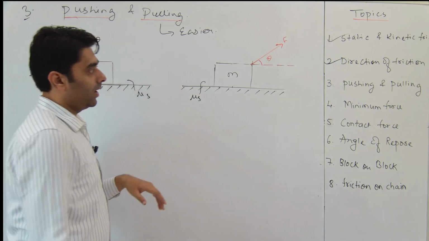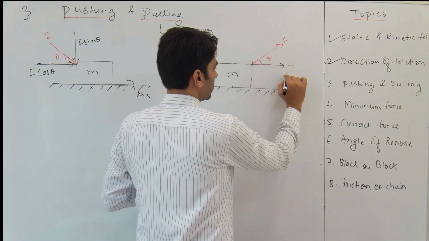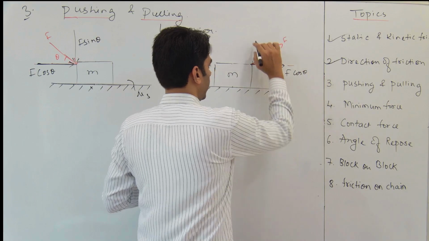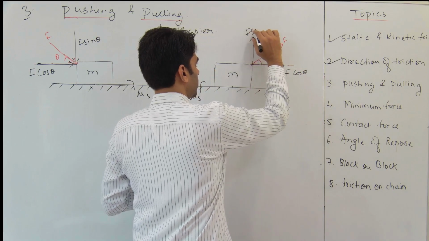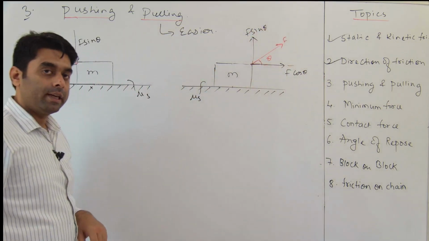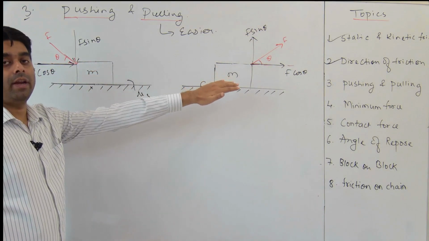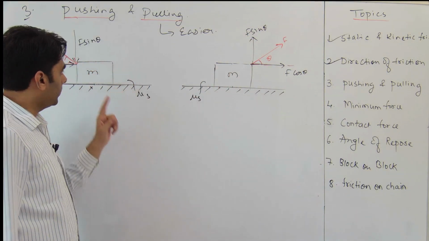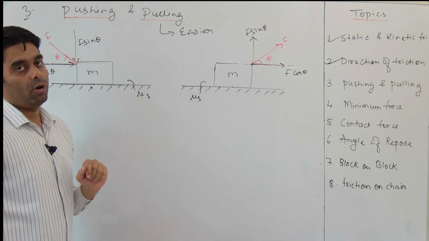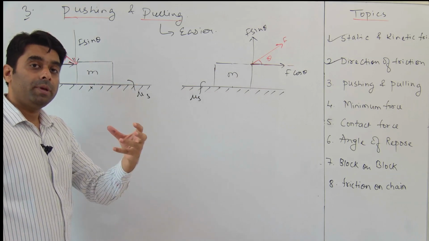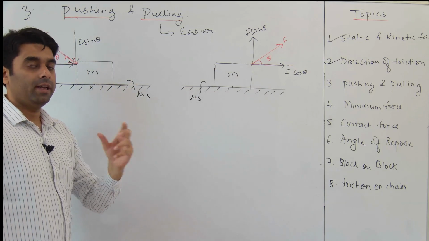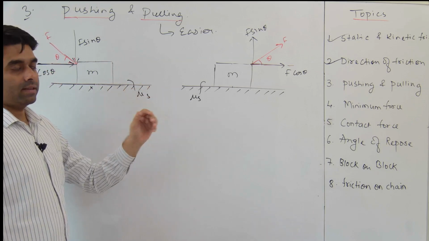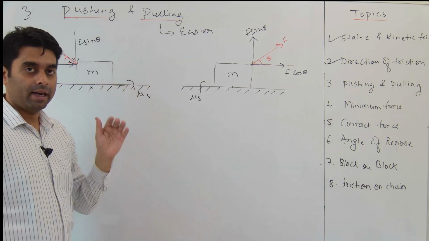In this case F cos theta and vertically up F sin theta. In both the cases, F cos theta is trying to move the block horizontally, right? So which one will be easier to move? The one in which the limiting friction will be less. In whichever case limiting friction is less, that will be easier to move.